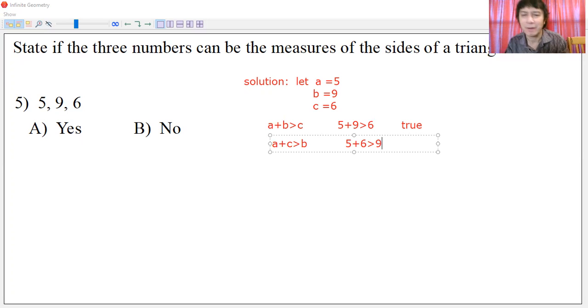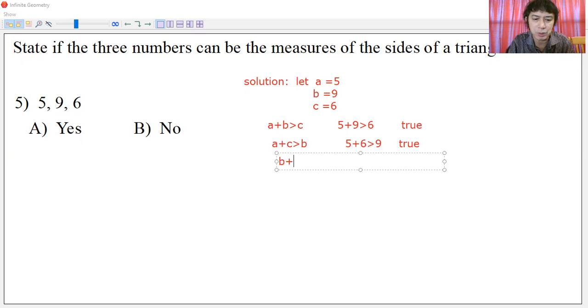Oh, it went off. All right, let's continue. 5 plus 6 greater than 9. All right, that's 11 greater than 9. That's true, okay? So this is true. All right, let's have the third test.